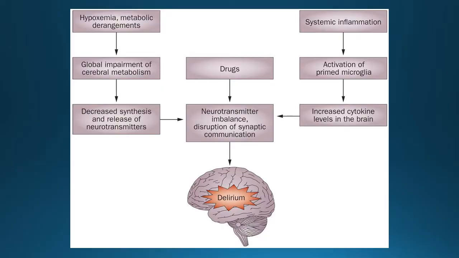So this diagram shows the different factors that play into the pathophysiology of delirium and links them together. As you can see, hypoxemia and metabolic derangements, along with drugs and systemic inflammation, all contribute and interact in a complex fashion. All the factors end up meeting at the endpoint of neurotransmitter imbalance and disruption of synaptic communication, which is thought to be the key theory behind the cause of postoperative delirium.